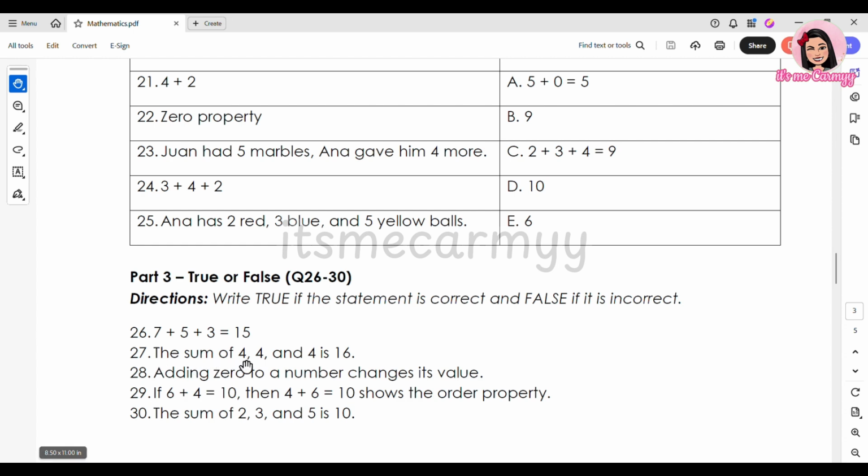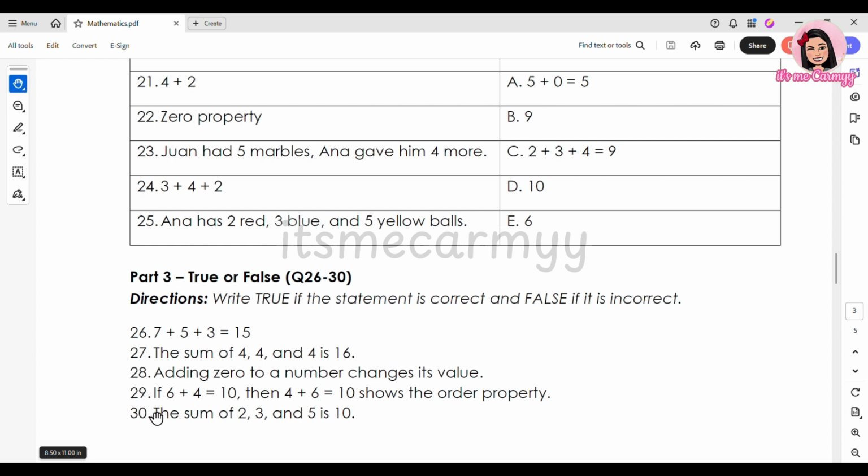27. The sum of 4, 4, and 4 is 16. 5, 4, 3, 2, 1. The correct answer is false. 28. Adding 0 to a number changes its value. 5, 4, 3, 2, 1. The correct answer is false.